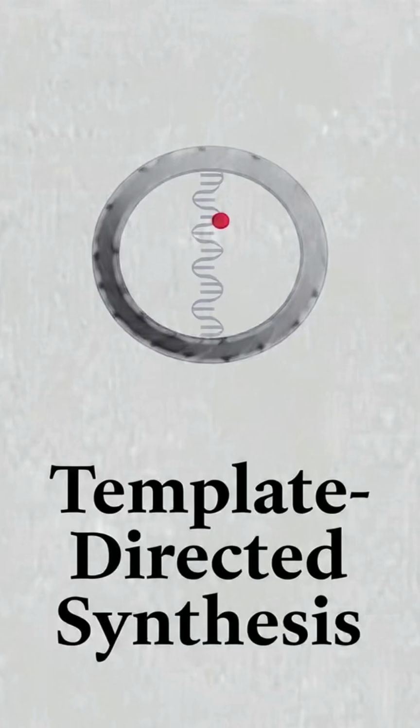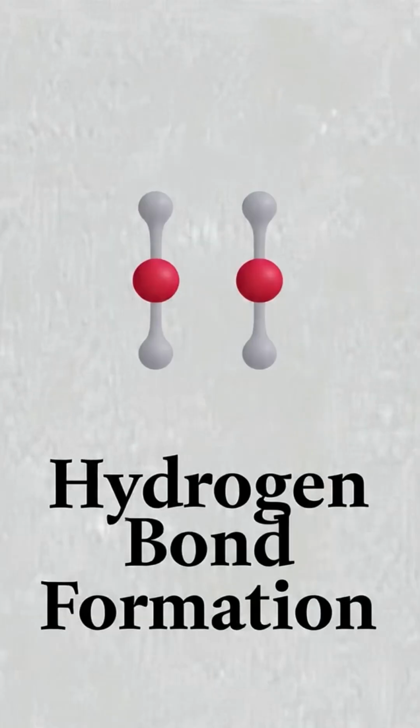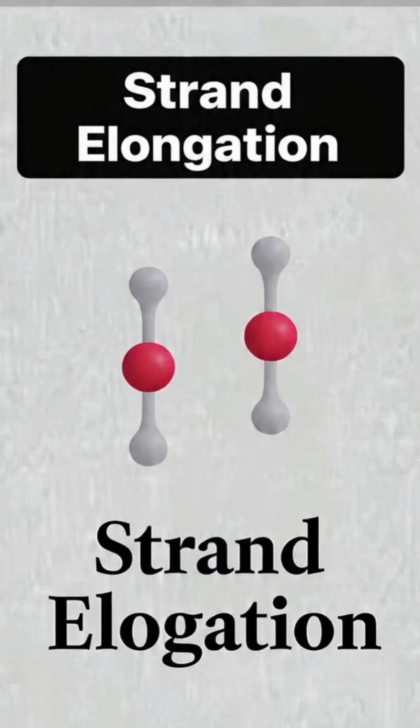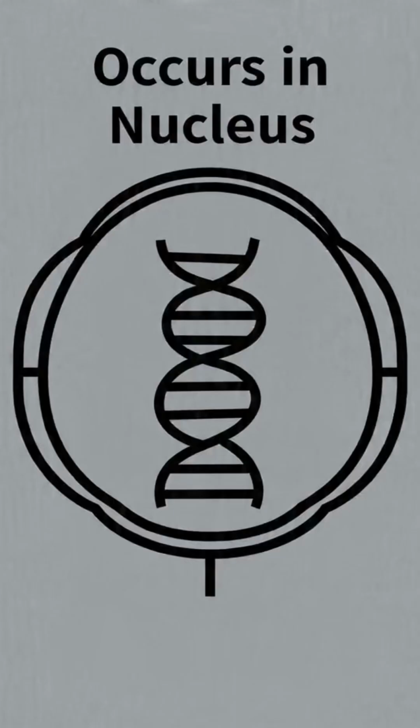Template strand guides synthesis. The original strand acts as a guide. Hydrogen bond formation. New complementary bases form hydrogen bonds. Parental strands visible. Old strands highlighted for clarity. New strands elongating. New DNA chains lengthen. Replication inside the nucleus shows replication in cell context. Enzymes working together. Helicase, polymerase, ligase, and primase coordinate.